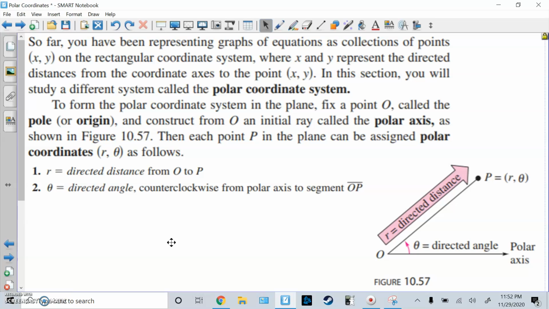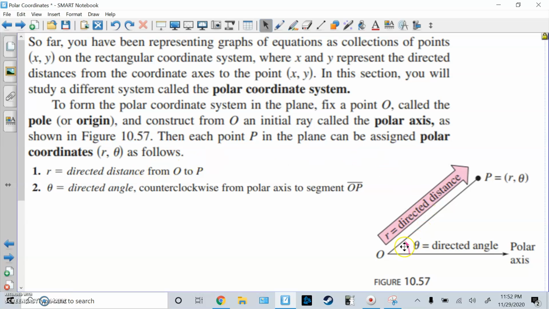So far you've been graphing XY ordered pairs on the rectangular coordinate system, also called the Cartesian coordinate system. That's where X was how far left or right from the origin, and Y was how far above or below the origin. We're going to use a different system now called the polar coordinate system. It's very similar. You need a starting point, the pole or the origin, and then you need two numbers. Instead of talking about how far left, right, up, down, you just need a single number called the directed distance, how far from the pole.